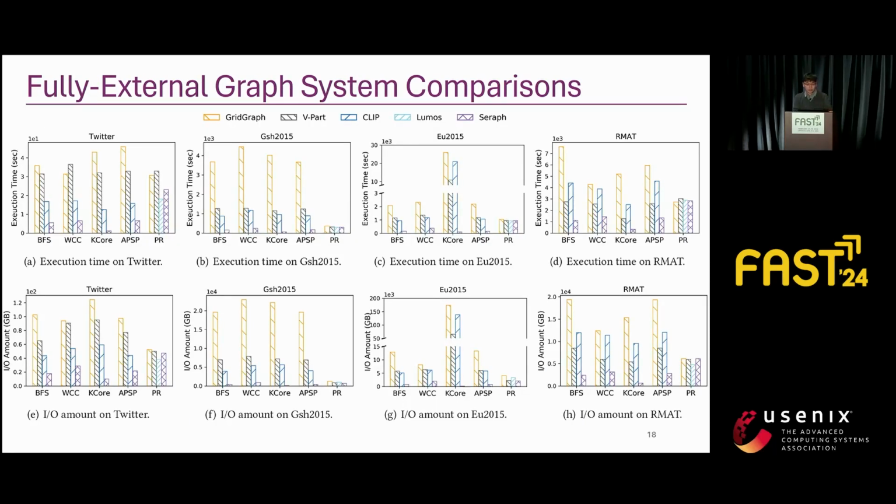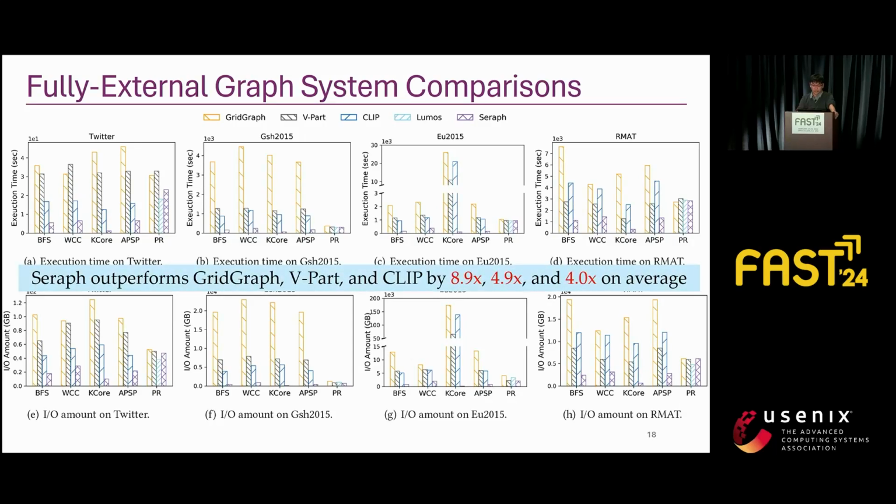So this slide shows the evaluation with the fully external graph systems. The first row shows the execution time, and the second row shows the I/O amount. In general, we can observe that execution time shows a similar trend as the I/O amount. In particular, if we have a smaller I/O amount, that typically means we can get a faster execution time. So here we can see that, in summary, Seraph can outperform GridGraph, VPar and CLIP by a significant ratio.